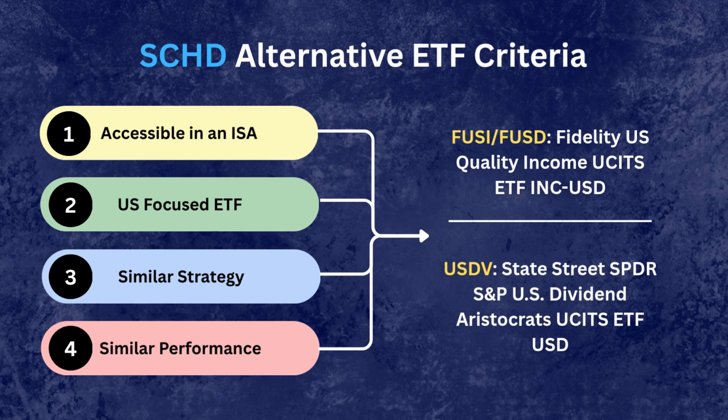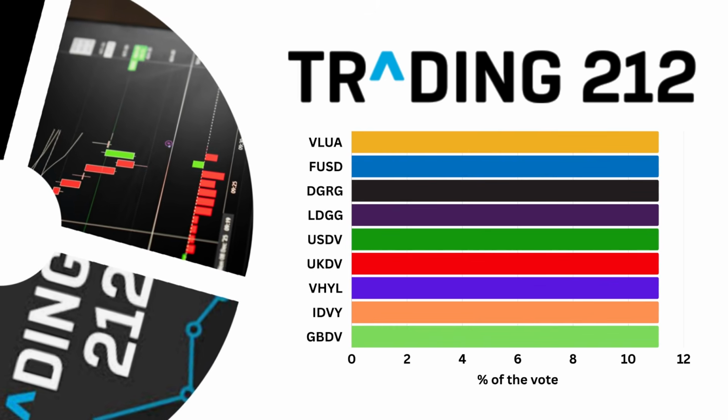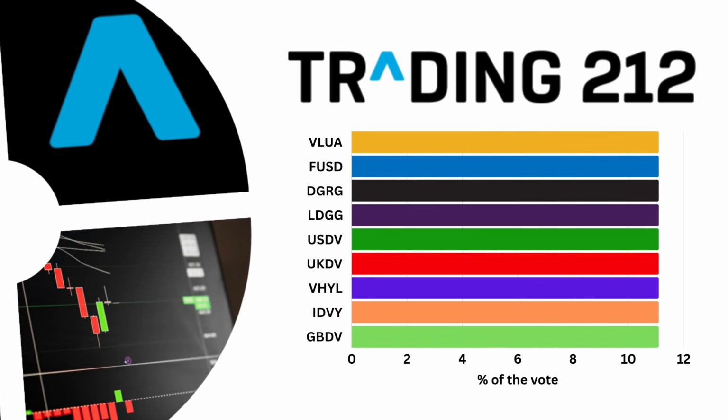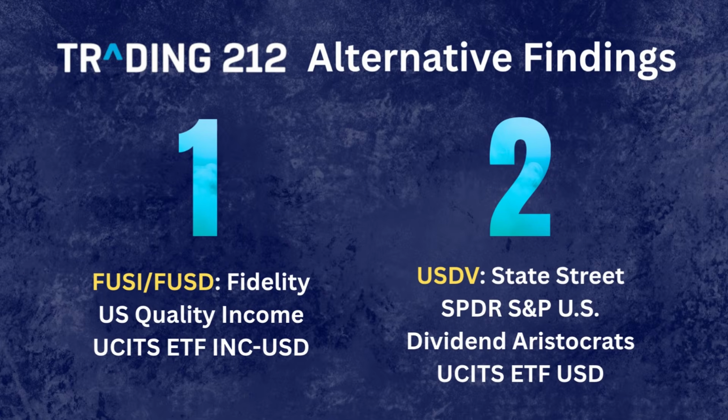So what does this tell us? The community clearly agrees on one thing. There's no obvious, universally accepted SCHD alternative. But there is a smaller group of ETFs that keep coming up once you apply some structure. So the next question is, do these same ETFs show up when we look at the YouTube finfluencers? Or does the internet have a completely different answer?